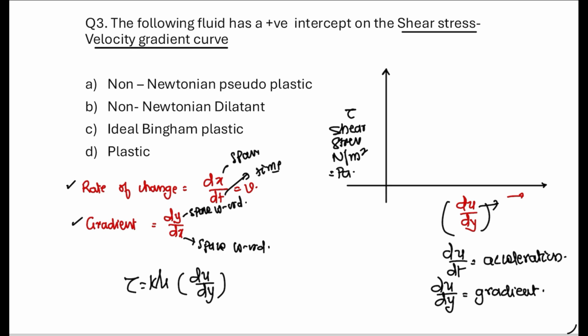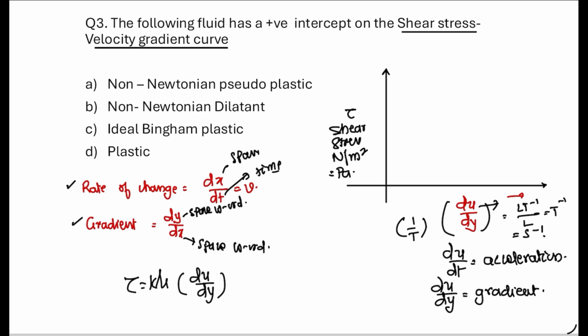And du by dy units: du is L into t to the power of minus 1, divided by L, that is t to the power of minus 1, that is second to the power of minus 1, per second. This is the gradient, du by dy. This is shear stress.